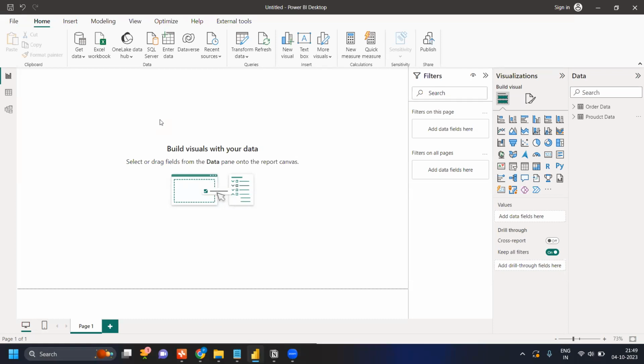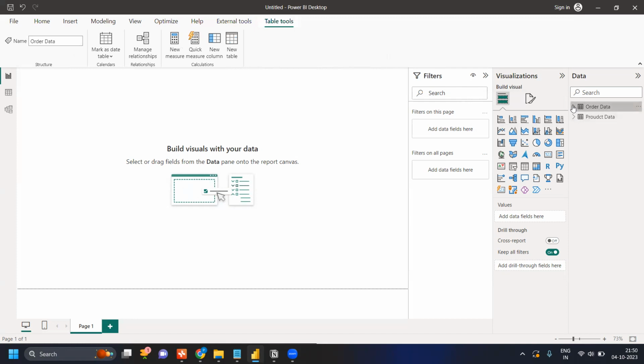Hello friends. Today I'm going to discuss the RELATED function. Before that, I'm discussing what the purpose of the RELATED function is. For that, I'm going to discuss one scenario. I have an order table as well as a product table.